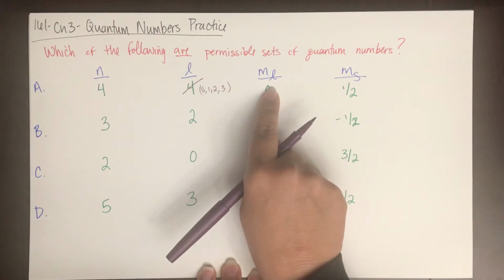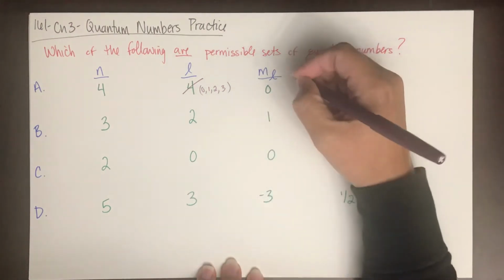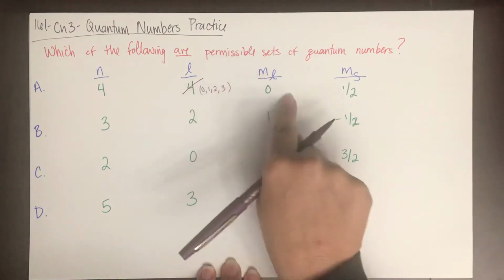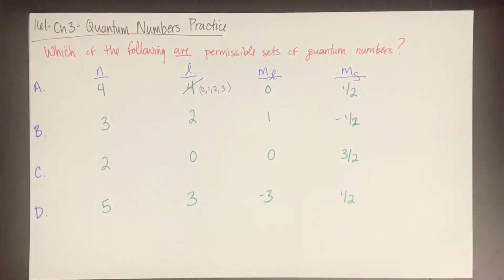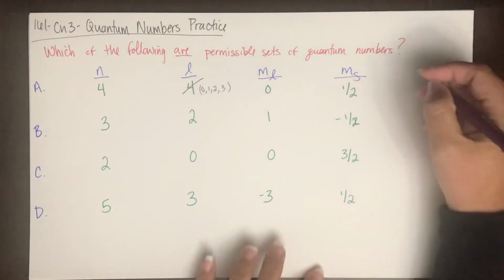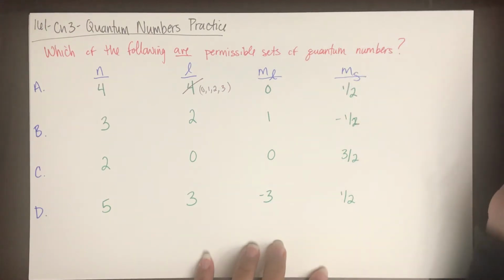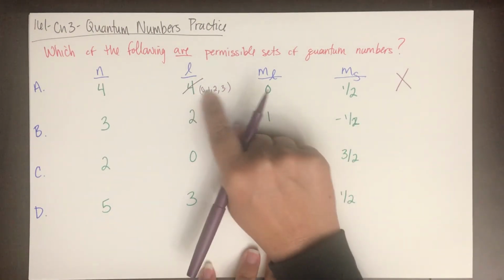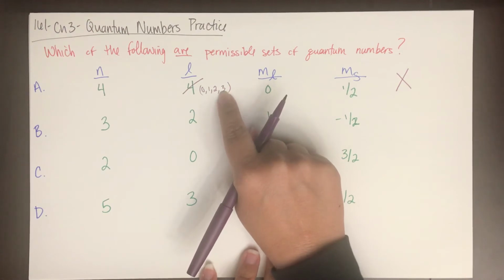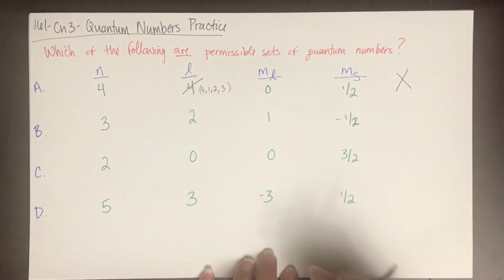M sub L can be anything from negative L to positive L, so that would be fine. And M sub S is always plus 1/2 or minus 1/2, just telling the direction that the electron is spinning. So this is not an acceptable set of quantum numbers, because L cannot be anything higher than 3, since the rule for L is that it can be 0 to n minus 1. So no, that is not a permissible set of quantum numbers.